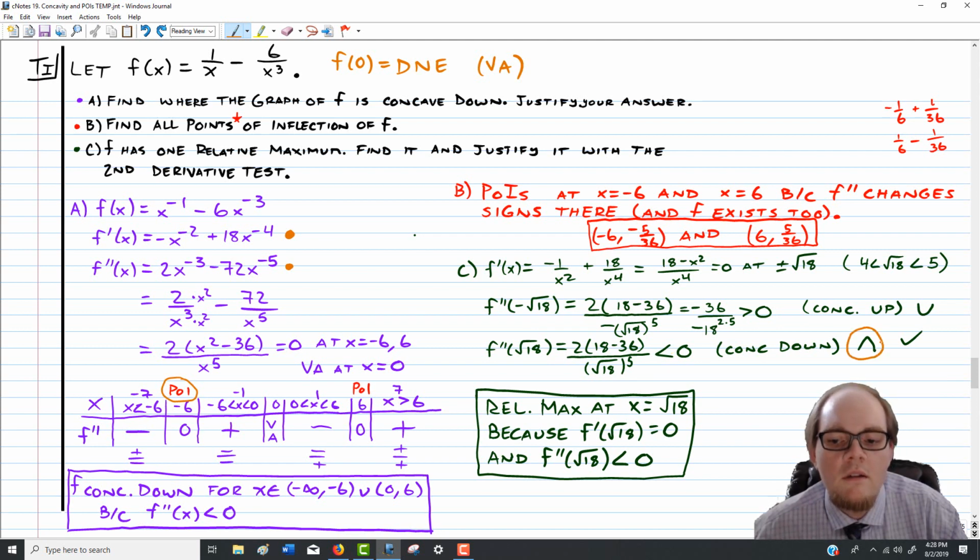And as we saw earlier, concave down at a critical number qualifies as a relative maximum. So there is in fact a relative maximum at x equals root 18. And with that, we invoke the second derivative test to complete this out. And that, my friends, completes the lecture.